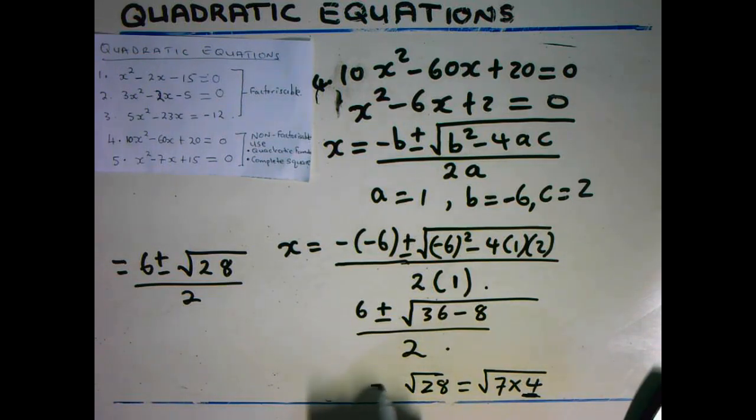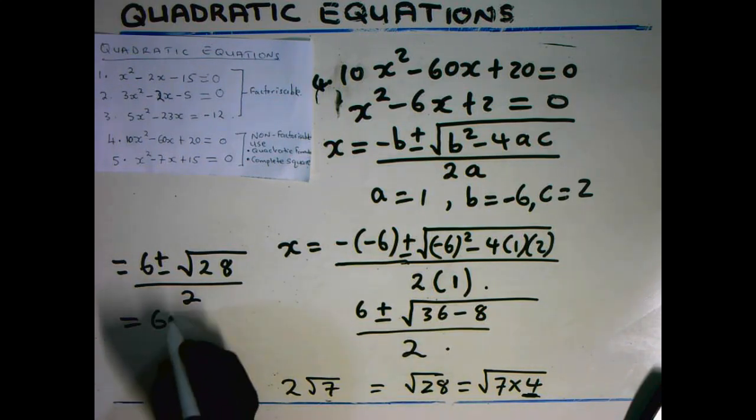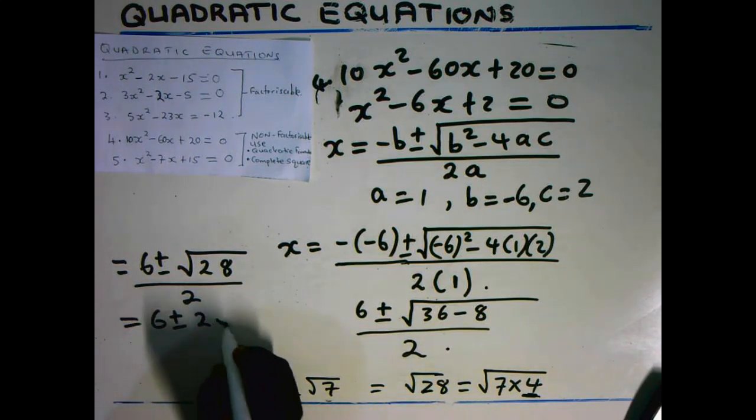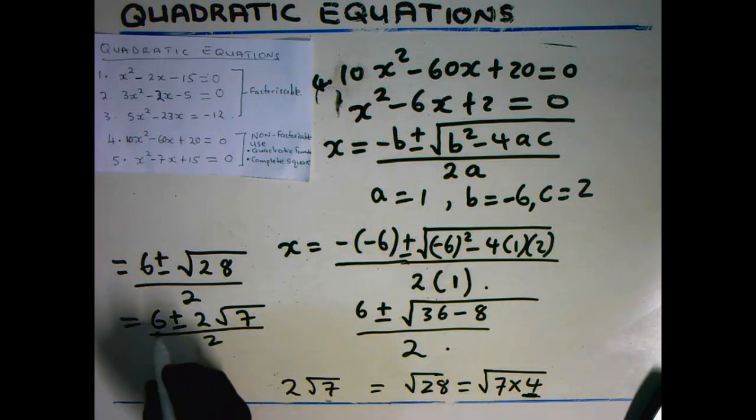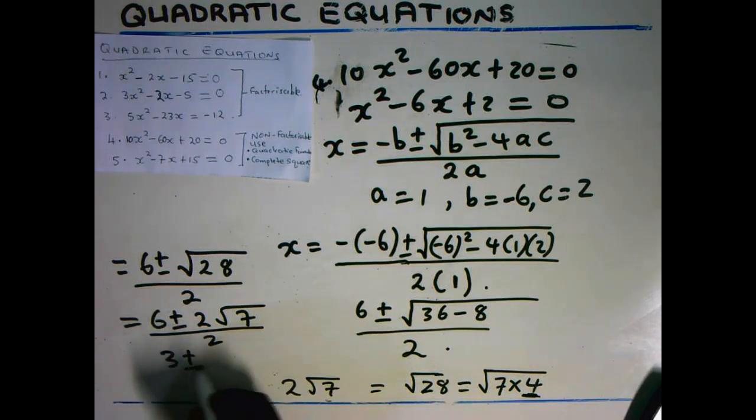So this is the same as, let me put here so that you see, 2 square root of 7. The square root of 4 is 2. So we move it outside of the square root. But 7 will remain. So we can actually write this as 6 plus or minus 2 square root of 7, but we are still dividing by 2. So this 2 will divide 2 into 6 is 3, plus or minus 2 into 2 is just 1. We don't write 1, we will just write square root of 7, which is exactly what we had.